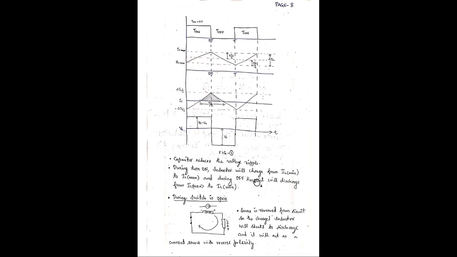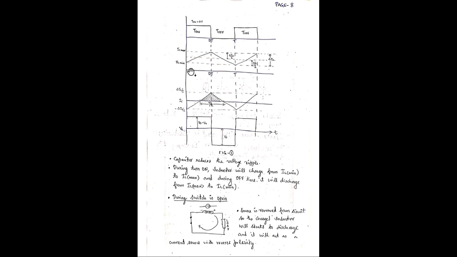During turn on, the inductor will charge from IL minimum to IL maximum, and during turn off time it will discharge from IL maximum to IL minimum. Here you see this is the turn on time, this is the turn off time, then turn on time, turn off time. In the last class we have seen that turn on time is equal to dt. So this time will be dt, and the total time period is t. And this is the inductor current. So it will be varying from IL minimum to IL maximum, then IL maximum to IL minimum, like that.